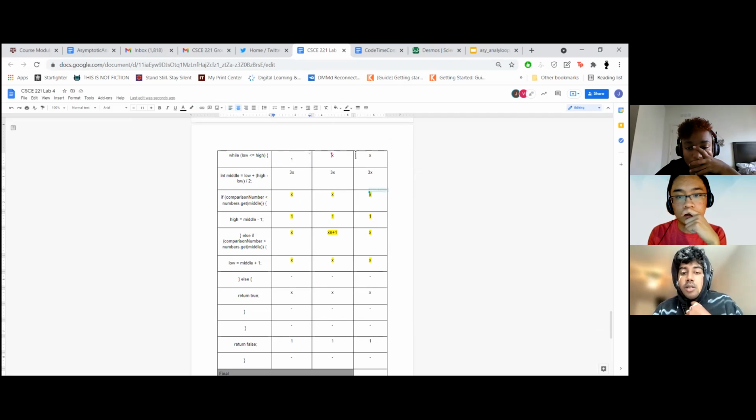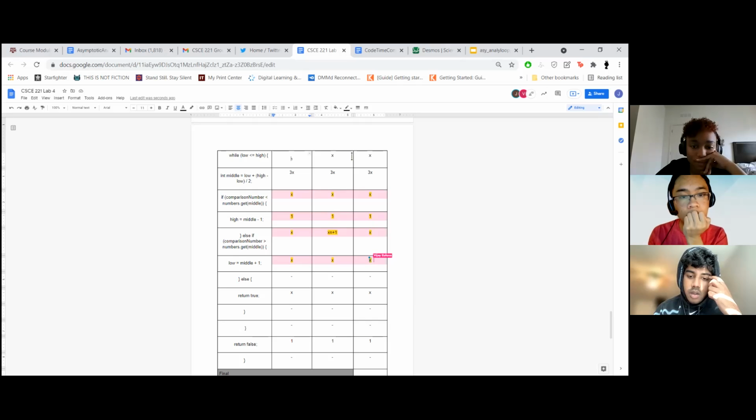Plus another. These are X, not final. I just wrote these out. 7x. I was just writing X everywhere it would apply. Because comparison number runs X times. I know that. I just wrote that down.